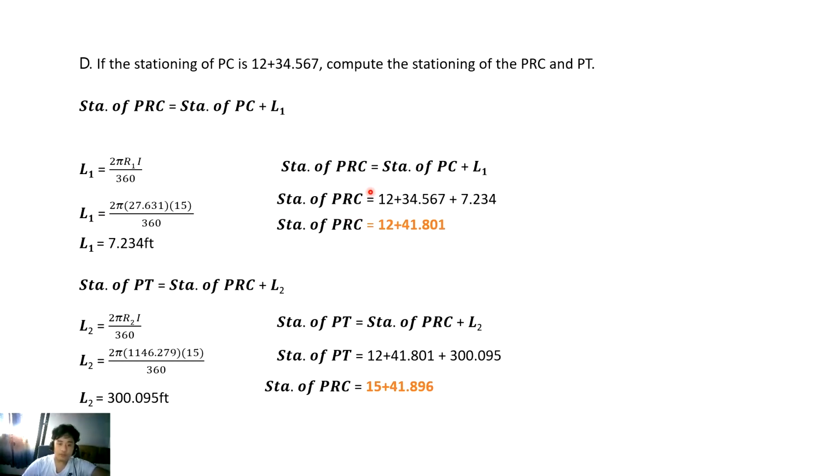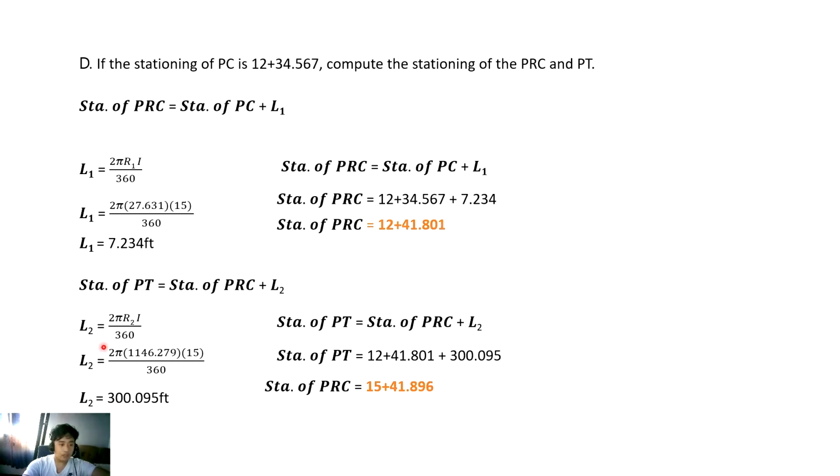So, para makuha yung PRC, we're going to use station of PC plus L1, then substitute lang natin. So, ang PC natin ay 12 plus 34.567 plus 7.234 feet. So, ang station of PRC natin ay 12 plus 41.801. Ngayon, para makuha naman yung station of PT, we're going to use station of PRC plus L2.